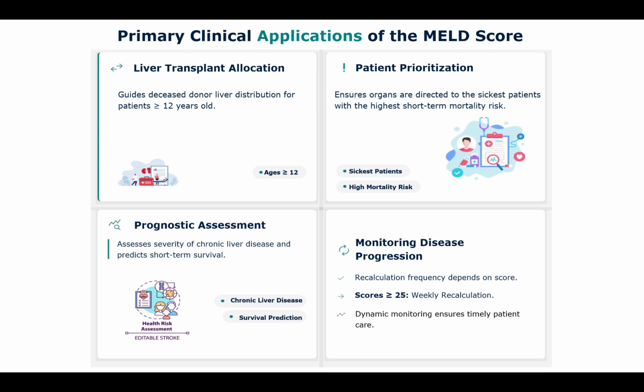It is also dynamic for monitoring. Scores of 25 plus are recalculated weekly, 19 to 24 monthly, 11 to 18 quarterly, and under 11 annually, allowing real-time adjustment to care plans. In essence, MELD bridges lab data to life-saving decisions, from ICU evaluation to global transplant networks.